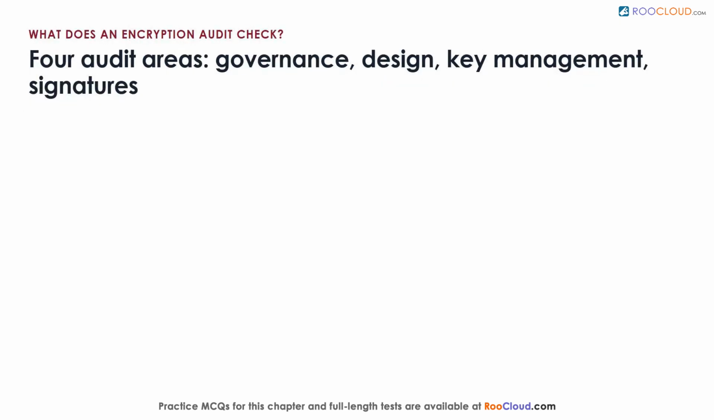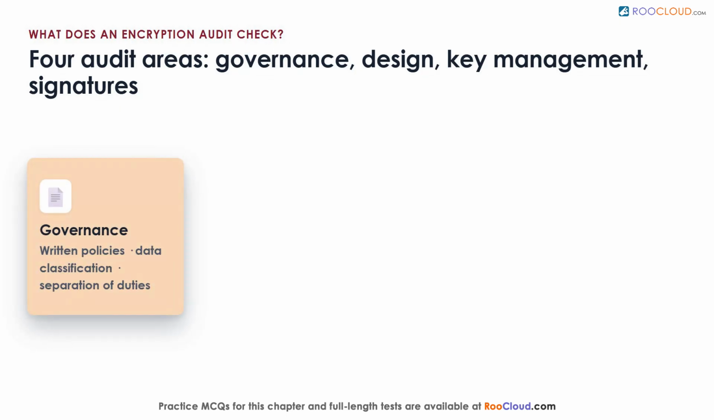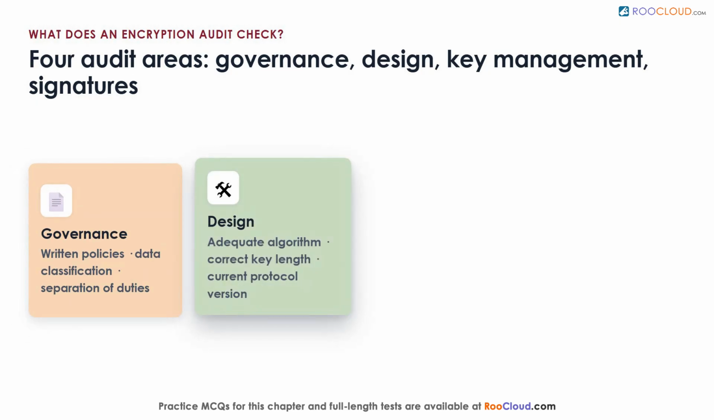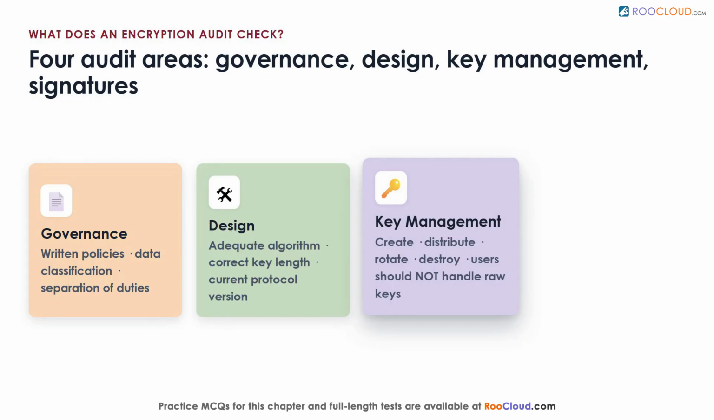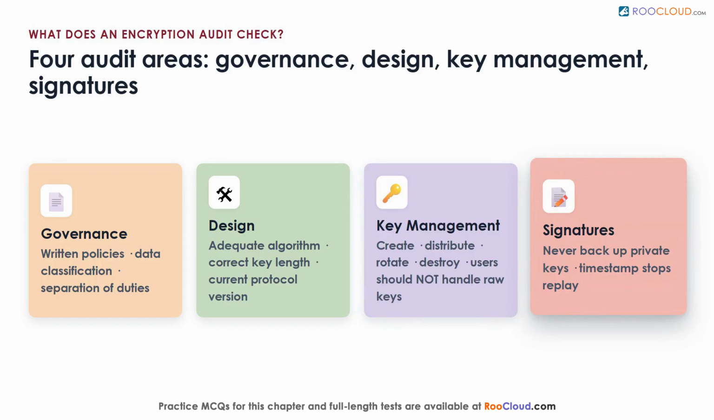What does an encryption audit examine? Several areas. Governance, like written policies, data classification, and separation of duties. Design, like whether the chosen algorithm gives adequate protection. Key management, the heart of it all. You verify how keys are created, distributed, rotated, and destroyed. And you confirm users and operators don't handle the keys directly. One sharp rule for signatures. Private keys should never be backed up, because that increases exposure.